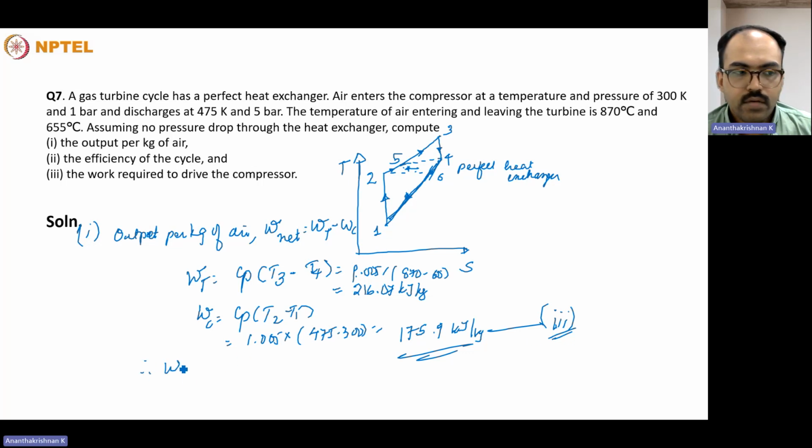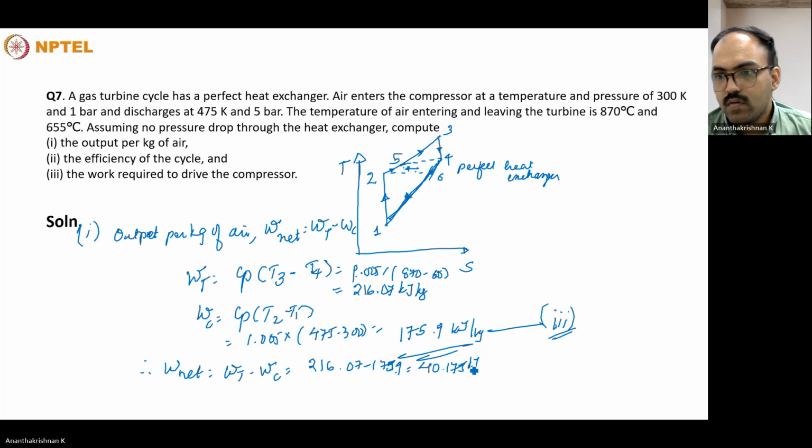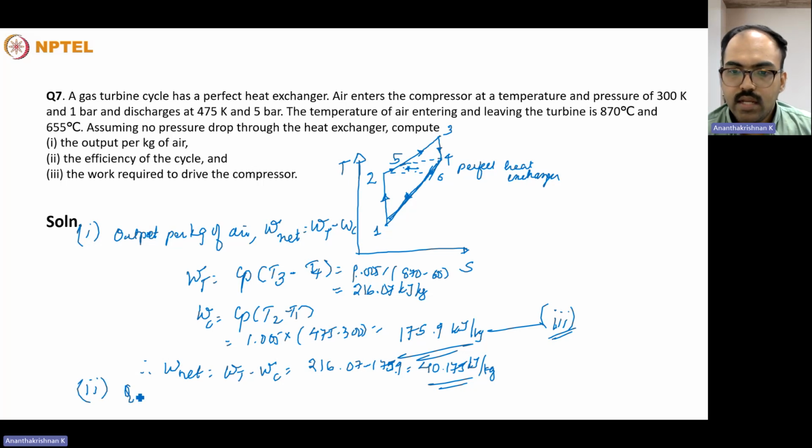So the net work will be equal to work produced by the turbine minus work in the compressor. Now going to the efficiency. For that we need to calculate the heat input. The heat input is equal to Cp into T3 minus T5.